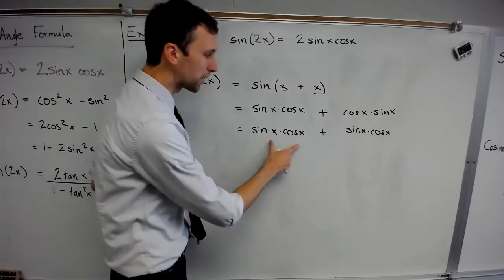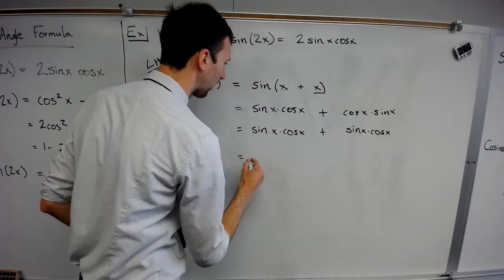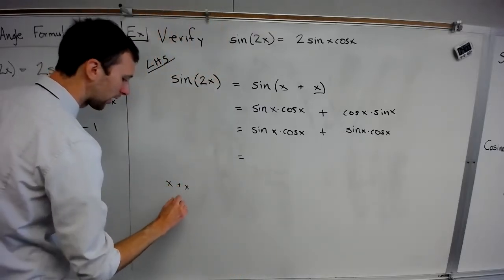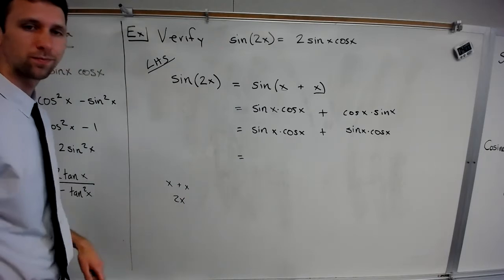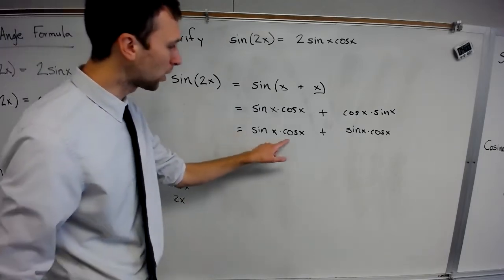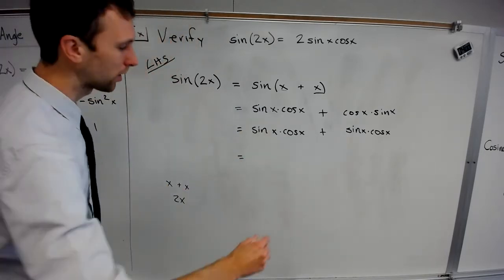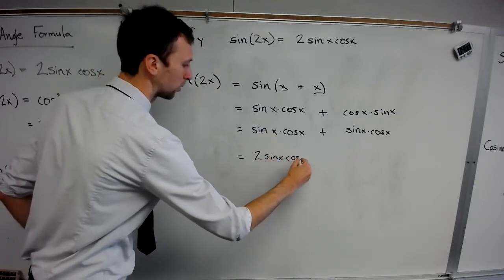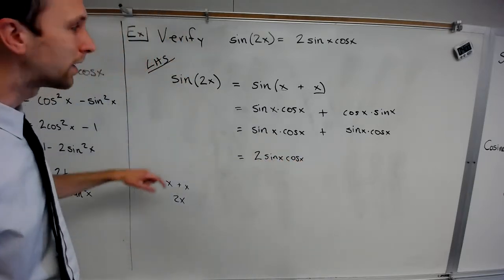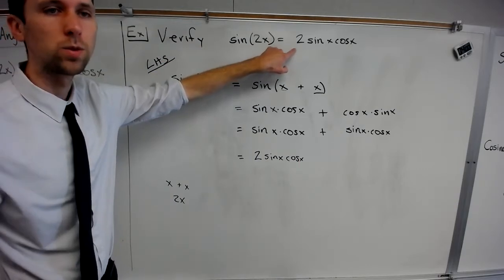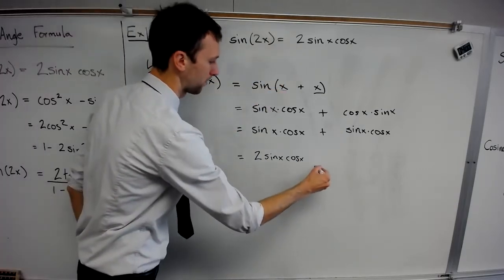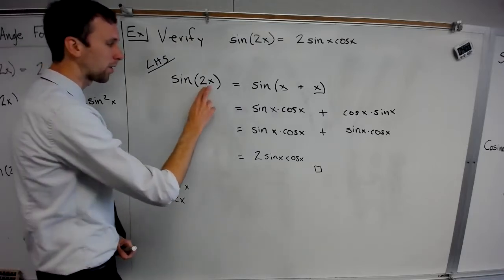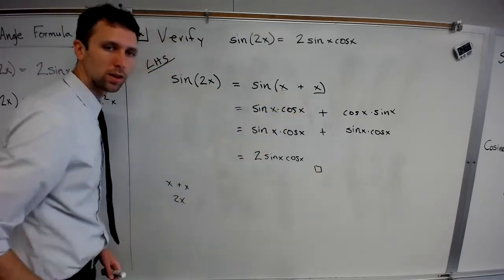All right, and now I've got 2 of the same term being added together, right? So if you think about this more simply, if you have x plus x, that's 2x. If you have sine x cosine x plus sine x cosine x, that's just 2 sine x cosine x. So we're combining like terms there. And that was what was to be shown. Okay, so the key is rewriting 2x as x plus x.